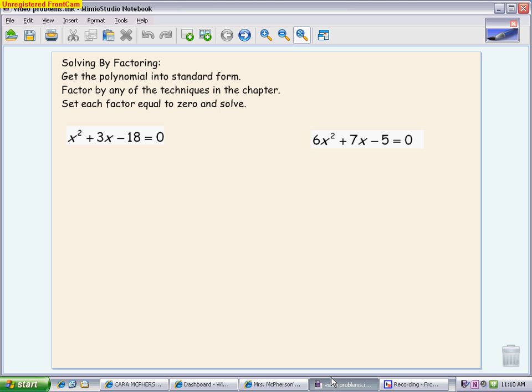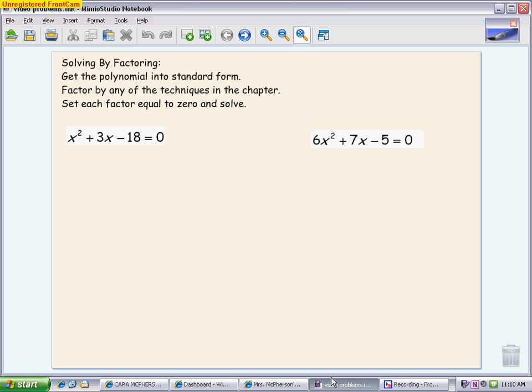So the first thing you'll notice is it's already in standard form. It has the 0 on one side, all of the terms are on the left. Next thing you want to look at is, can you take out a greatest common factor? And if you look at these three terms, they do not have a greatest common factor. And then the last thing, you want to count how many terms. If it has 3 terms like this one, this is a FOIL factor.